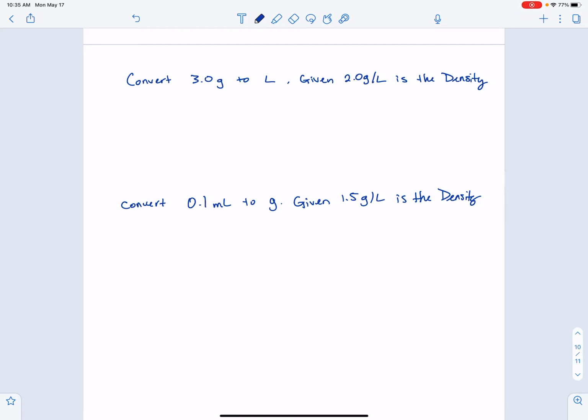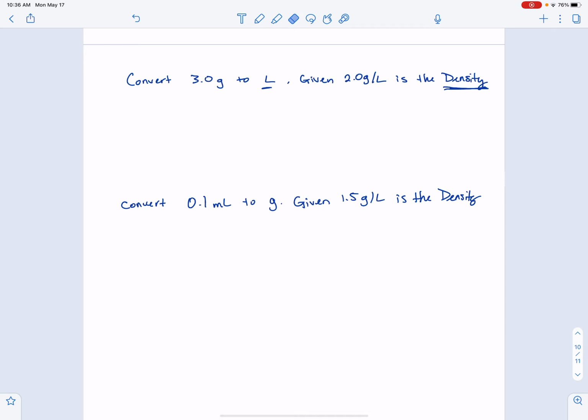I want to show another way that you can use conversions. This particular problem doesn't have a metric chart that's necessary or another conversions chart. This is actually a density problem right here. You could use D is equal to M over V. It wants us to solve it for V.